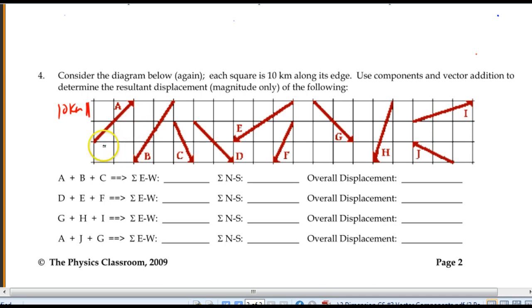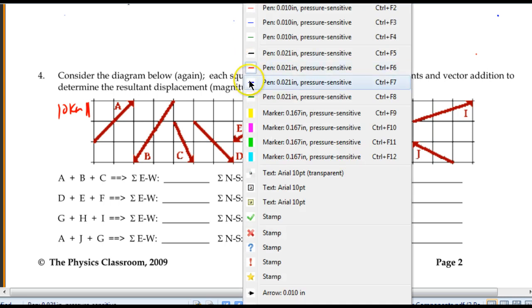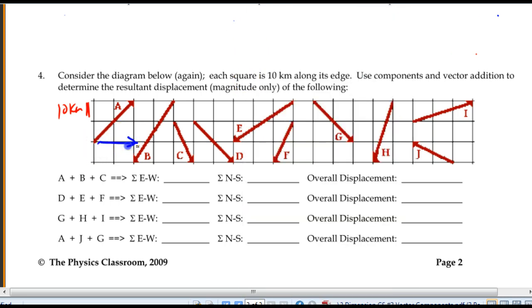So let's start with east-west. We have 20 kilometers to the east for A. Then we're going to come back 20 to the west. Now 20 east and 20 west cancels out to 0. And then we have left over 10. So 10 kilometers at 0 degrees.